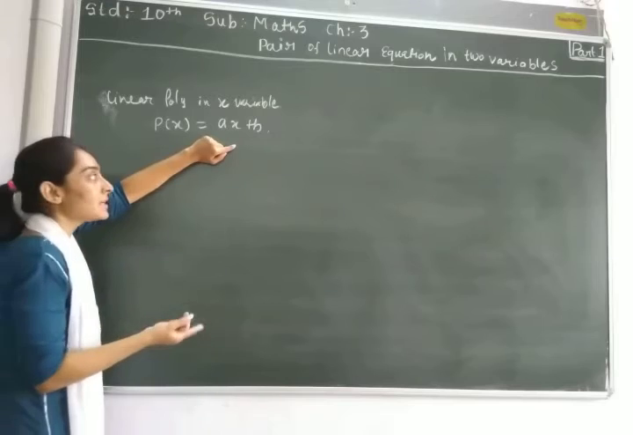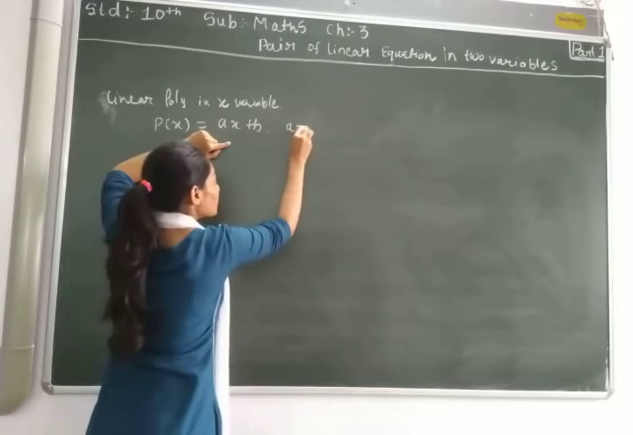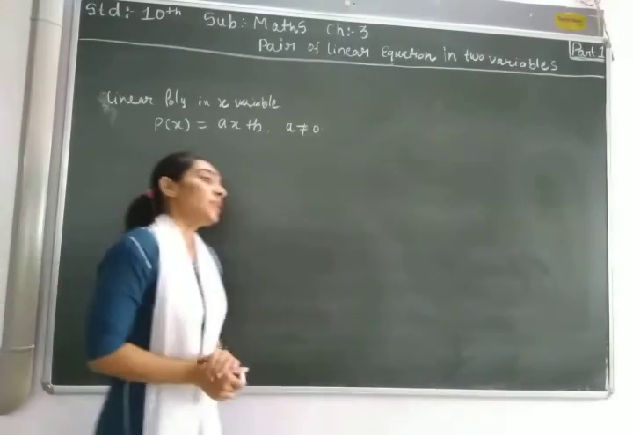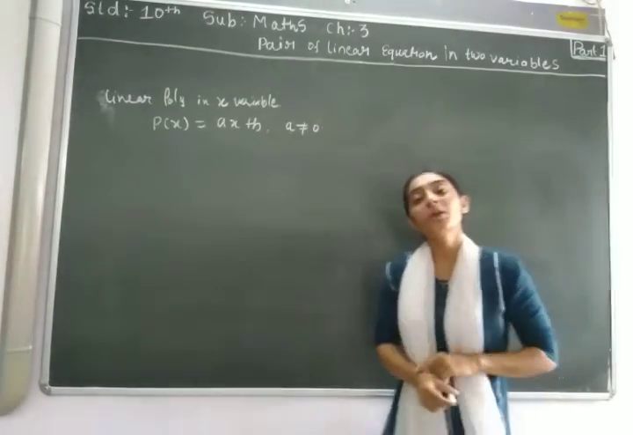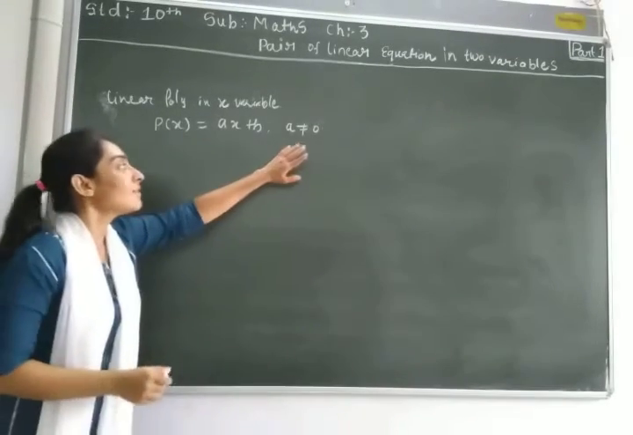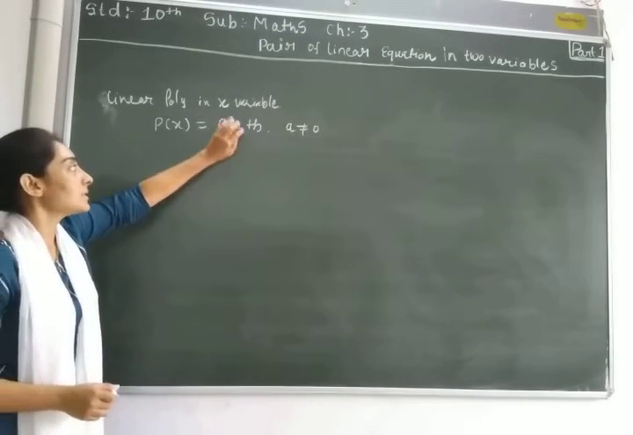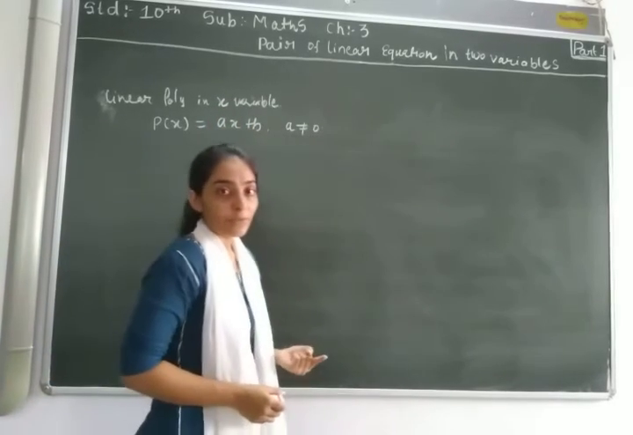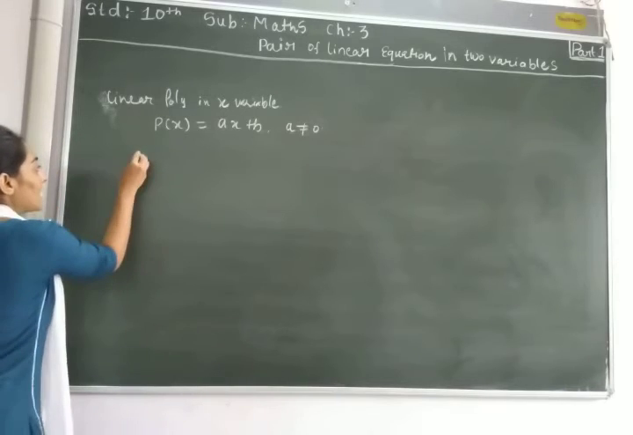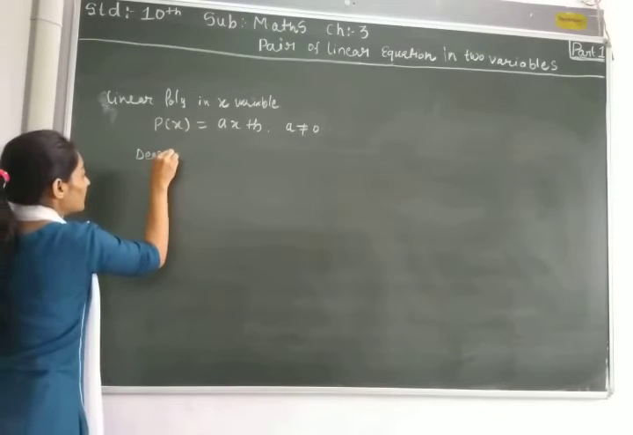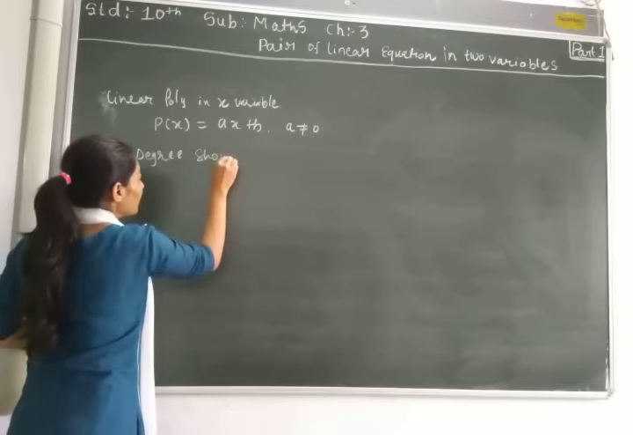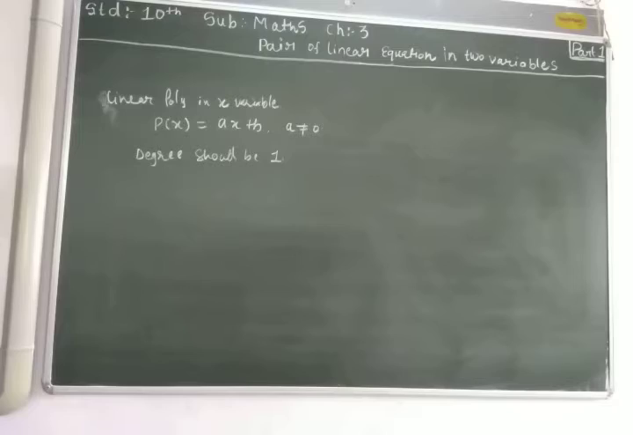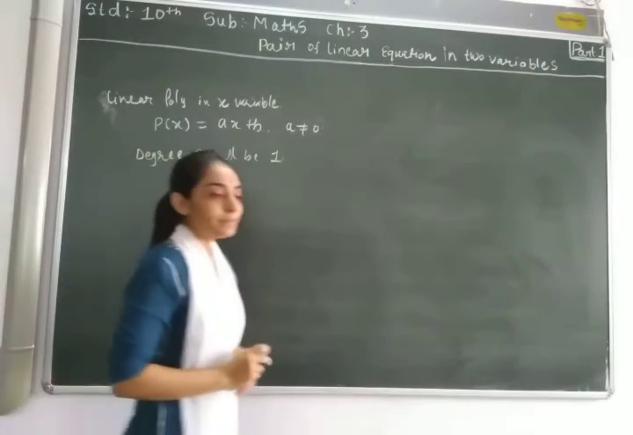What's the next condition over here? That a should not equal 0. Why not equal to 0? Because in a linear polynomial, my degree should be 1. If my a equals 0, I am getting a into x, this one part is 0. I am getting only b, that is my constant. So the next thing is, the degree of a linear polynomial should be 1.